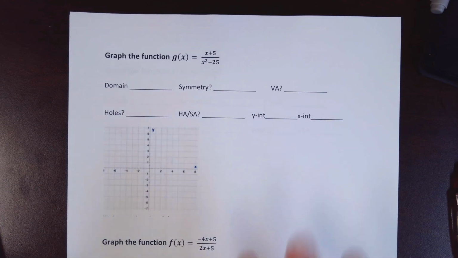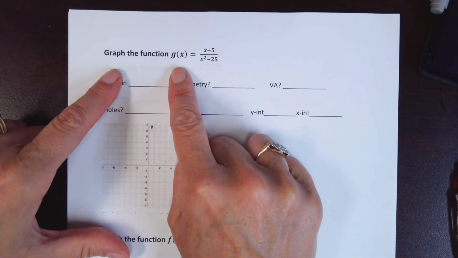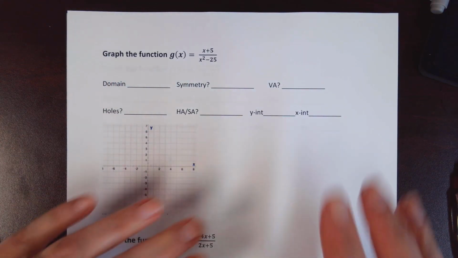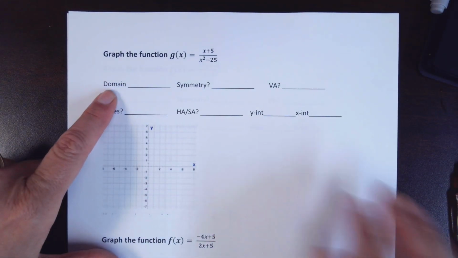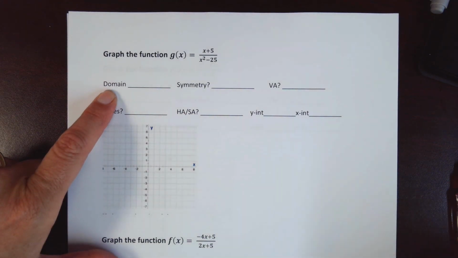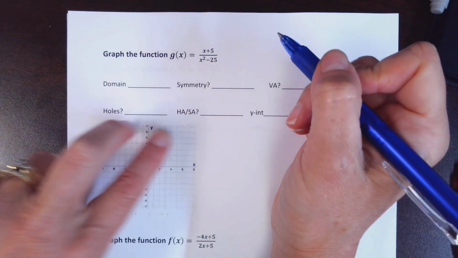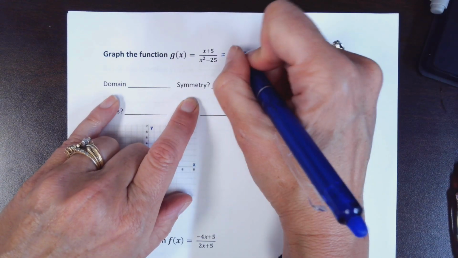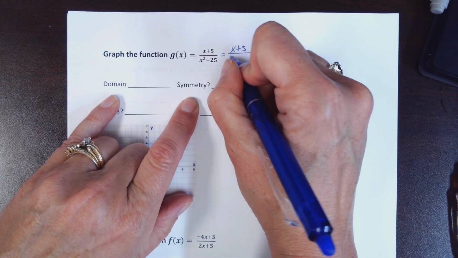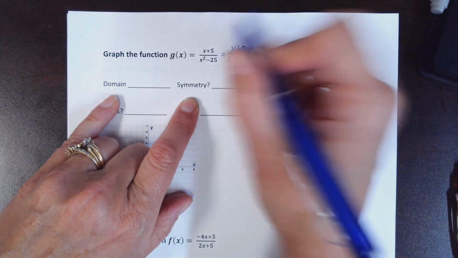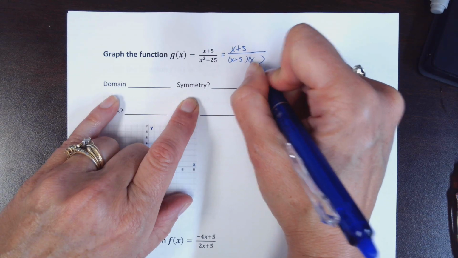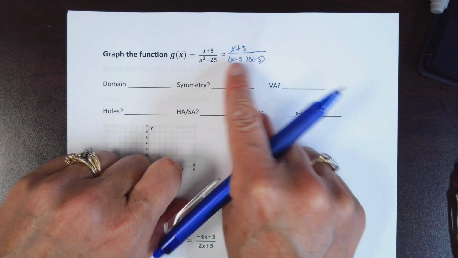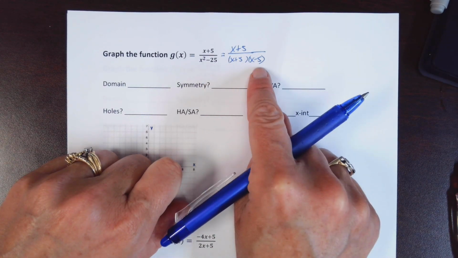All right, our process. We're going to graph the function g of x. I see my denominator is factorable. To get my domain, I want to think about factoring that denominator. Domain and symmetry are going to be my first things I'm interested in. My numerator is x plus 5. My denominator is a difference of squares, so it's going to factor out to give me conjugate pairs. The square root of x squared is x, the square root of 25 is 5, and then they have different signs.